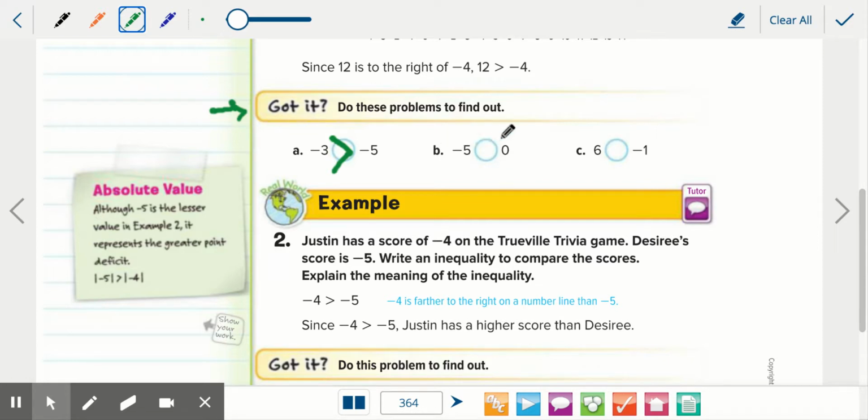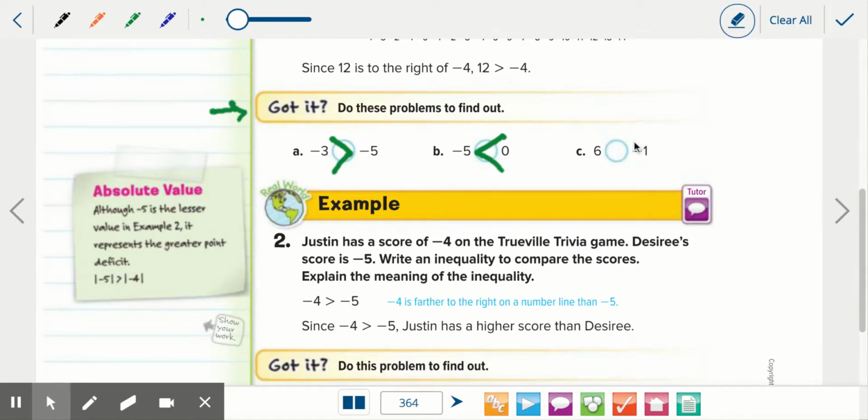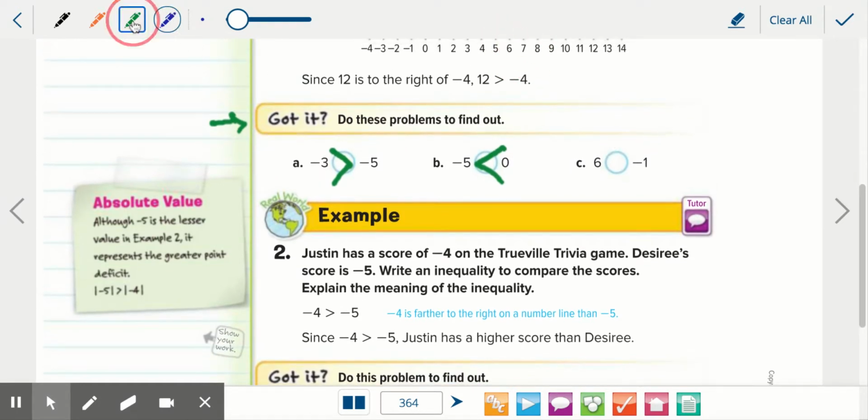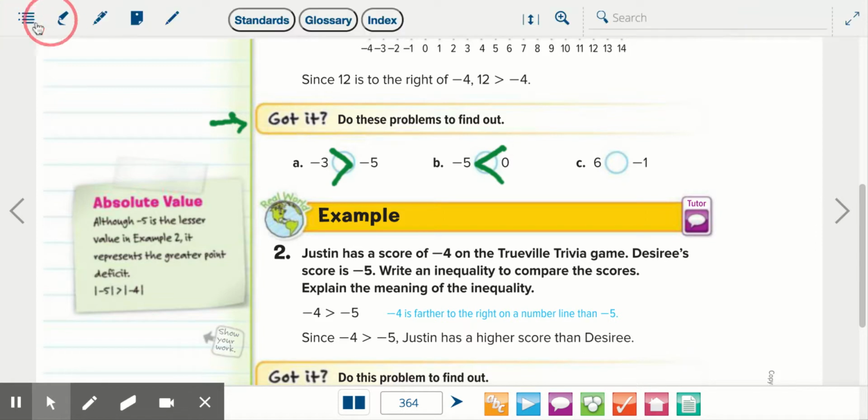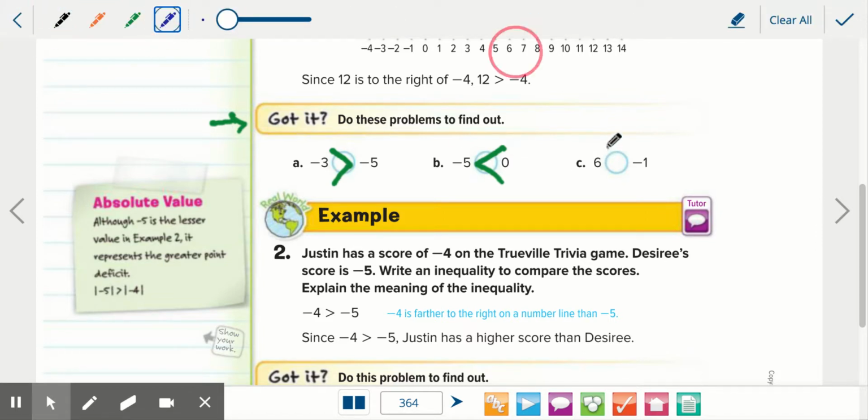For letter B, you should have said -5 is less than. For letter C, you should have said, oops, I'm sorry, I just wrote the wrong one. It's a greater than. But for some reason, it never lets me erase. There we go. Here we go. This should be a greater than symbol. There we go. All right.